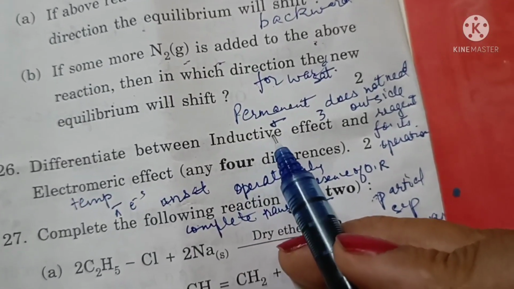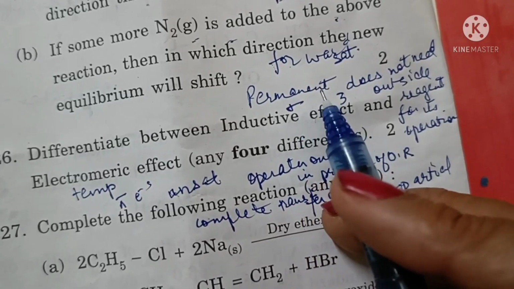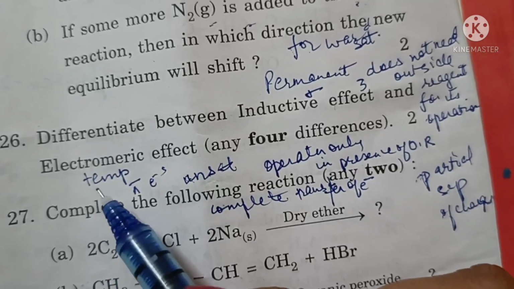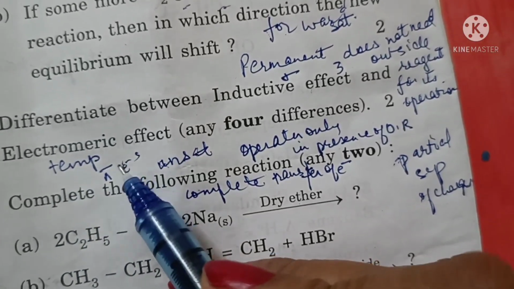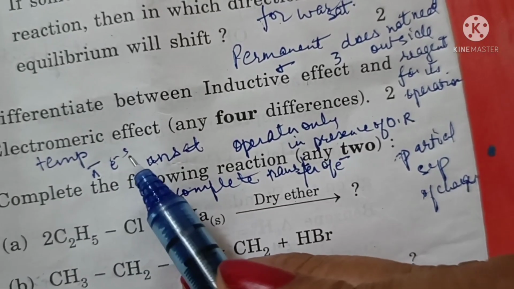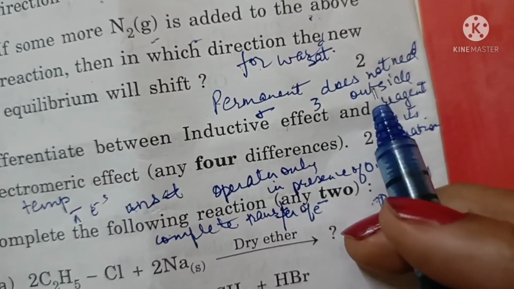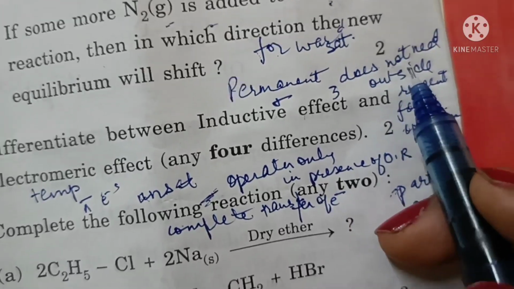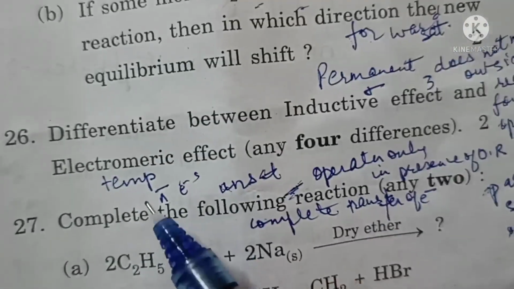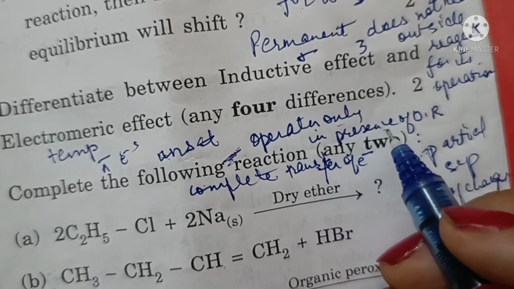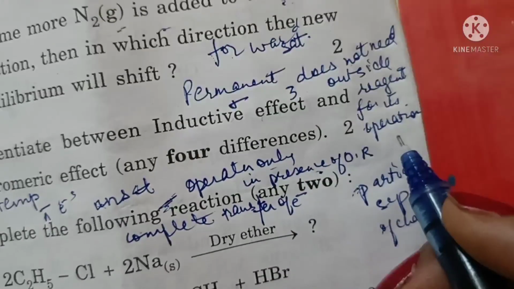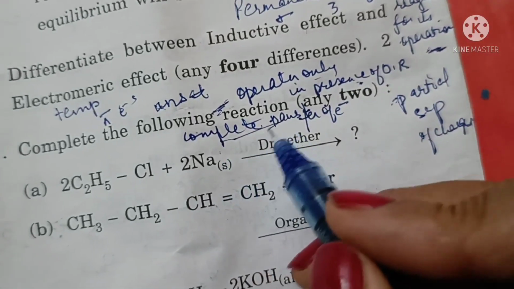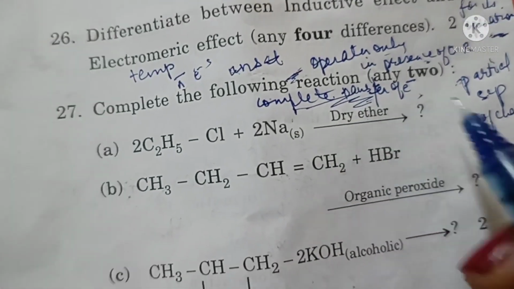Differentiate between inductive effect and electromeric effect. Inductive effect is a permanent effect involving the displacement of sigma electrons, whereas electromeric effect is a temporary effect involving displacement of pi electrons. It occurs in a saturated system. It occurs in an unsaturated system. It does not need an outside reagent. Electromeric effect operates only in presence of an outside reagent. It involves partial separation of charges. It involves complete transfer of electrons.